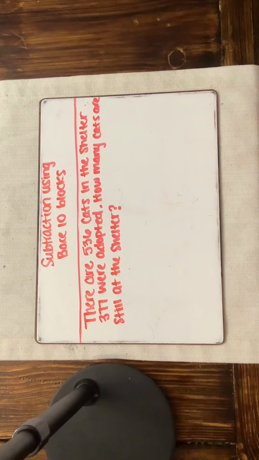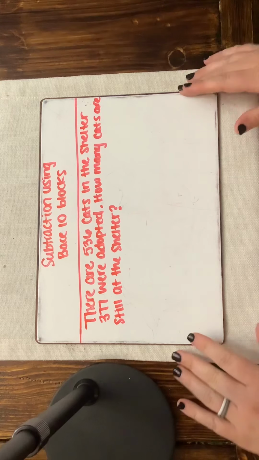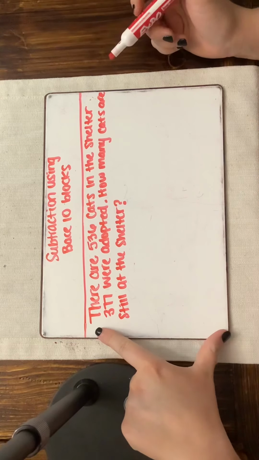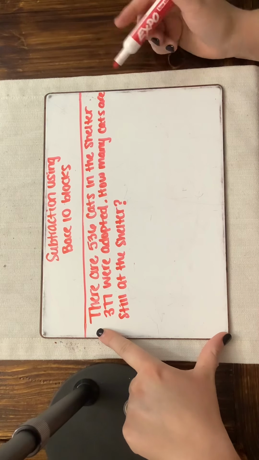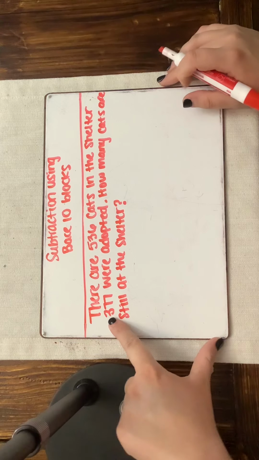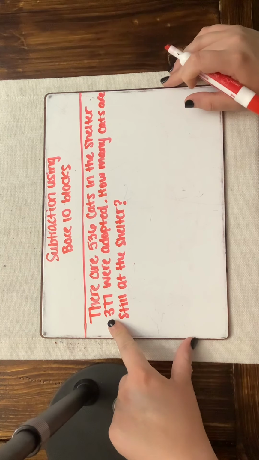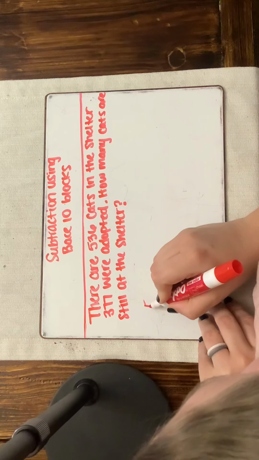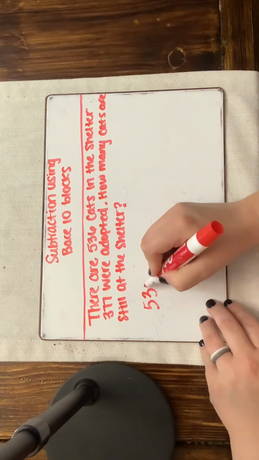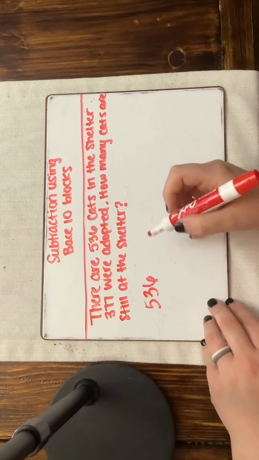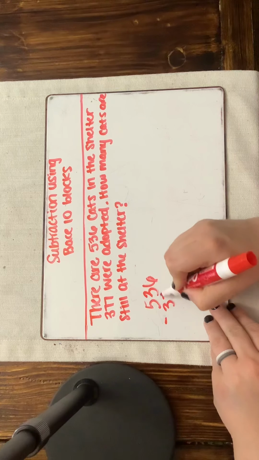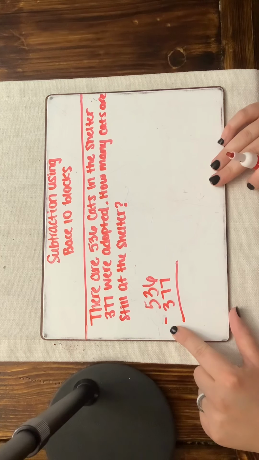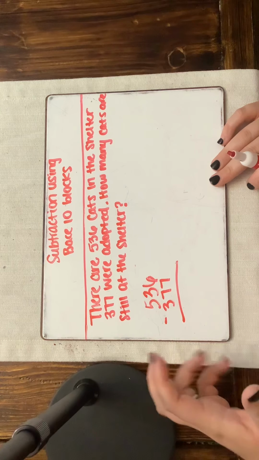In this problem, we're going to be subtracting using base 10 blocks. There are 536 cats in the shelter. 377 were adopted. How many cats are still at the shelter? So we know that we have 536 cats in the shelter, but 377 were adopted. So we're going to stack those on top of one another and subtract or take away.